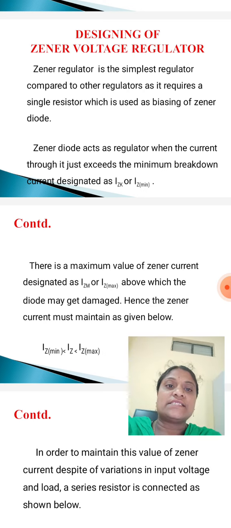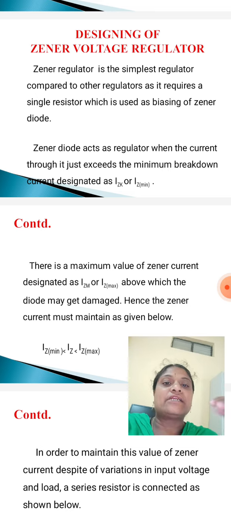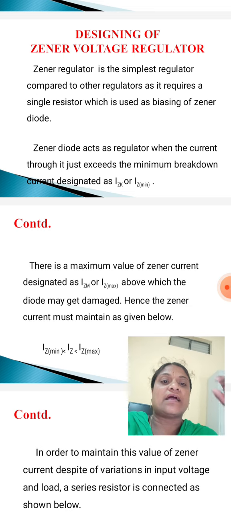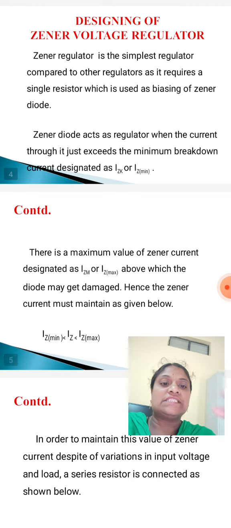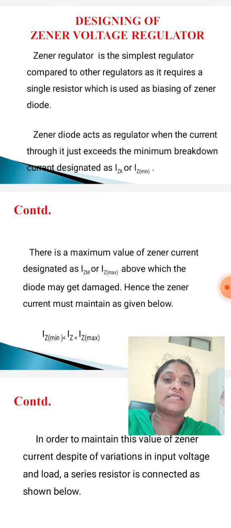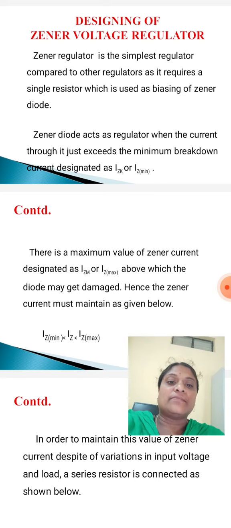So, a Zener diode acts as a regulator when the current through it just exceeds the minimum breakdown current designated as IZK. The minimum breakdown current is nothing but IZK or IZ minimum. IZ means Zener current. So it acts as a regulator when the current through it just exceeds the minimum breakdown current IZK or IZ minimum.